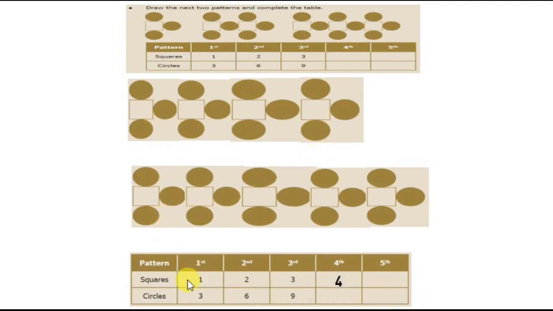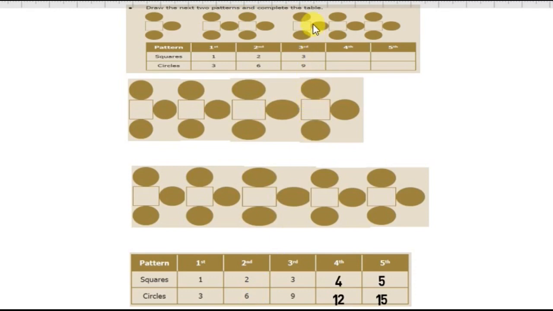Now we go to the next one. You have to fill up the table. The pattern is how many squares and how many circles there are inside each figure. The first figure has one square and 3 circles. The second figure has two squares and 6 circles.